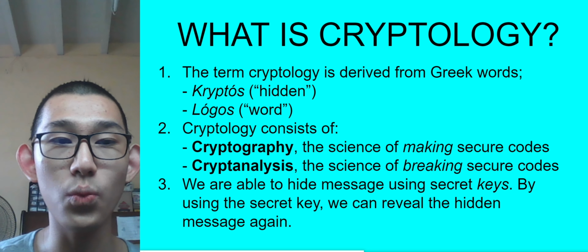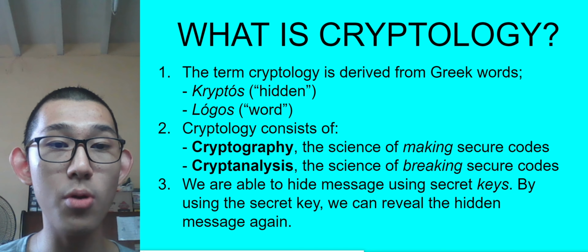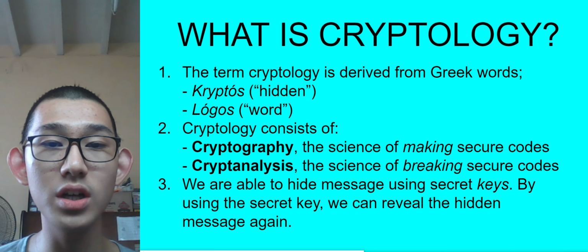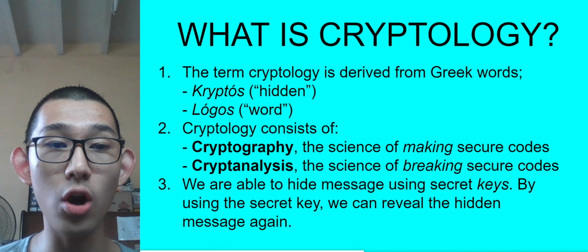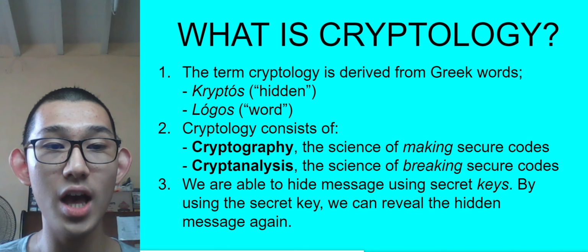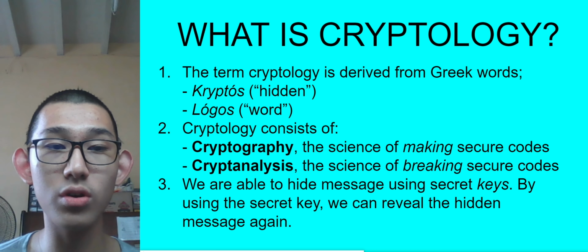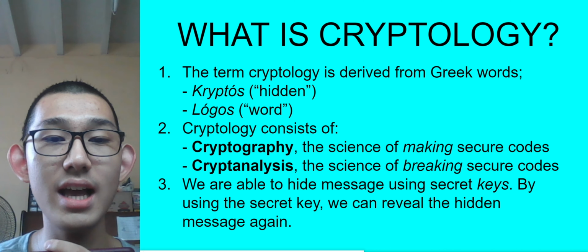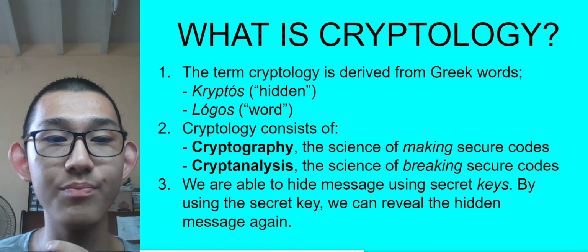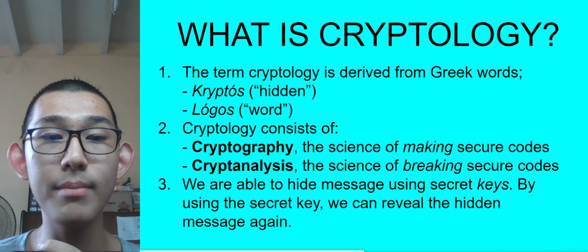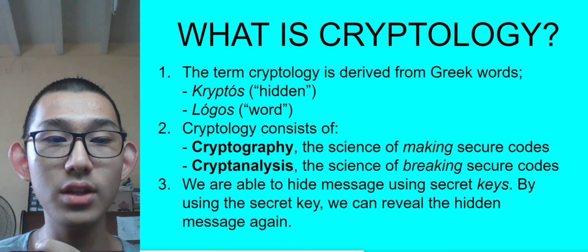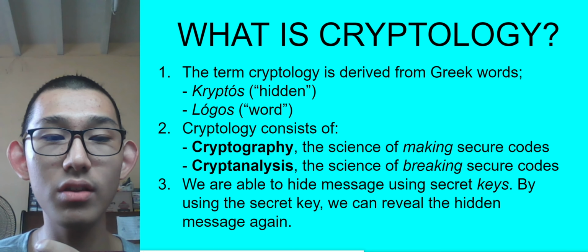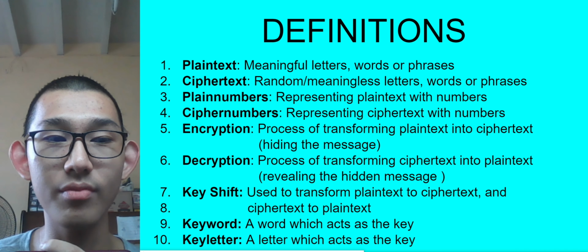First, let me introduce what is cryptology. The term cryptology is derived from the Greek words cryptos, or hidden, and logos, which is word. Cryptology consists of cryptography, the science of making secured codes, and cryptanalysis, the science of breaking secured codes. We are able to hide messages using secret keys. By using the secret key, we can reveal the hidden message again.